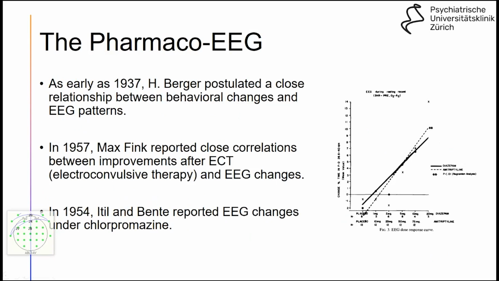So let's continue in the story of the EEG, and here we have the pharmaco-EEG, which was introduced as long ago as the 1950s, where Max Fink, one of the old EEGists, reported close correlations between improvements after electroconvulsive therapy and EEG changes. So it was clear that if your psychopathological state changes, the EEG also changes. And then in 1954, Itil and Benton reported changes under chlorpromazine. So these were the neuroleptics of these days, and they reported that there are changes that are related to the effects of the drugs in the brain.